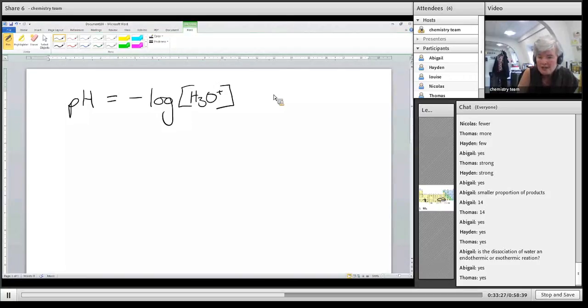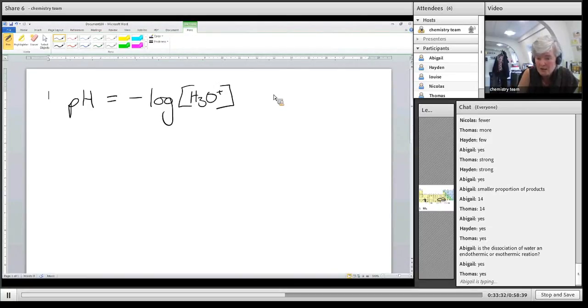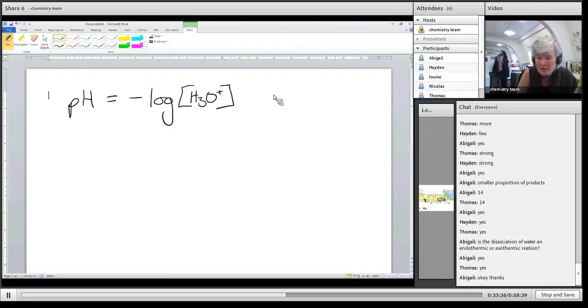Okay, so the dissociation of water, Abigail, should be endothermic. Because when you heat it, you get more hydronium ions. So it's going to favor the endothermic reaction. Because the stress is adding heat, so the way the reaction works is to remove the heat. So if it goes forward, that means that must be an endothermic because it's absorbing heat.